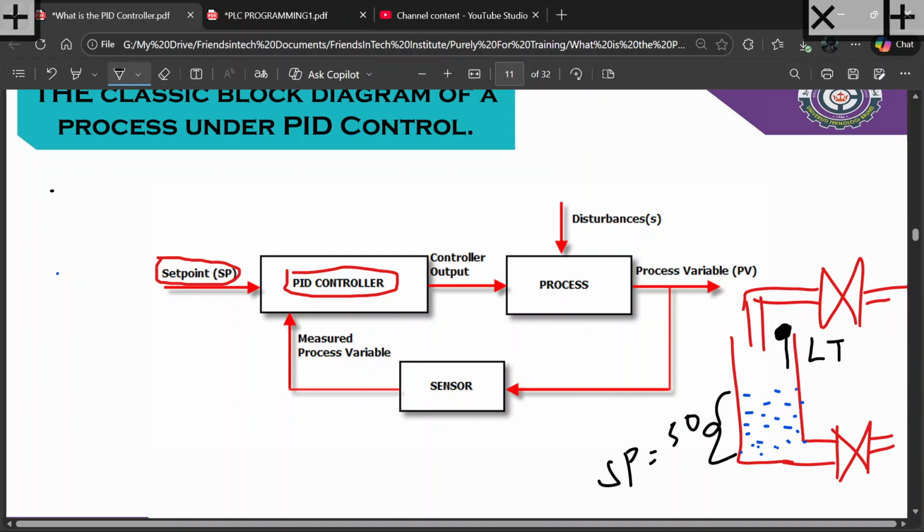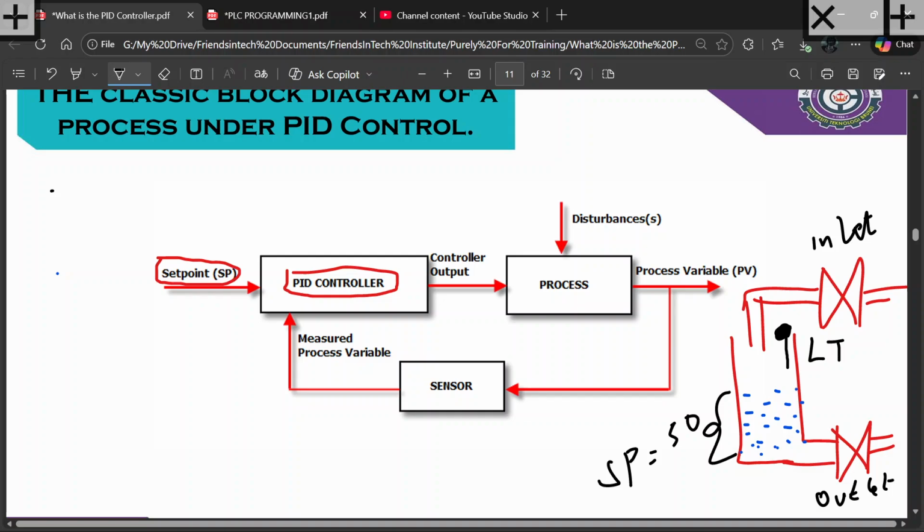Let's say that you are doing a manual control of outlet valve. So this is outlet or discharge valve. Then this is inlet or fill valve. So let's say that we are just doing PID control for inlet valve only. Let's say outlet valve, you are manually controlling that.